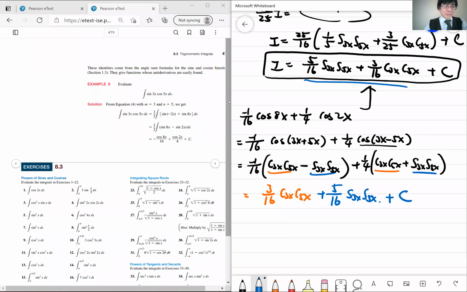Next time I'm going to start explaining section 8.4, which is the integration of some complicated expressions with radicals, but we can solve those by quite smart substitution with trig functions.